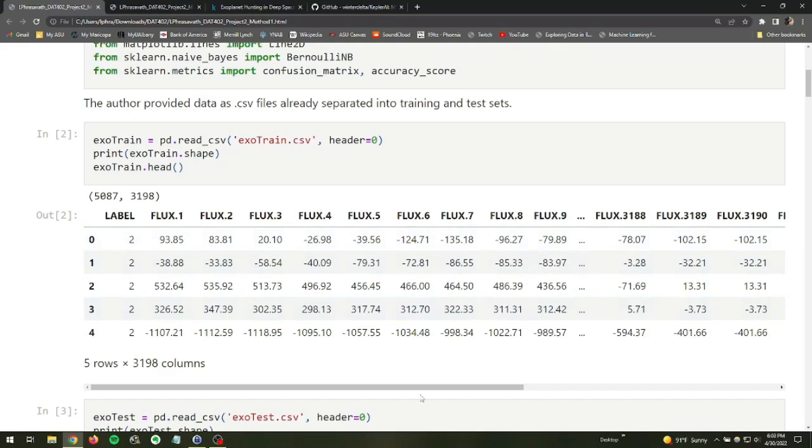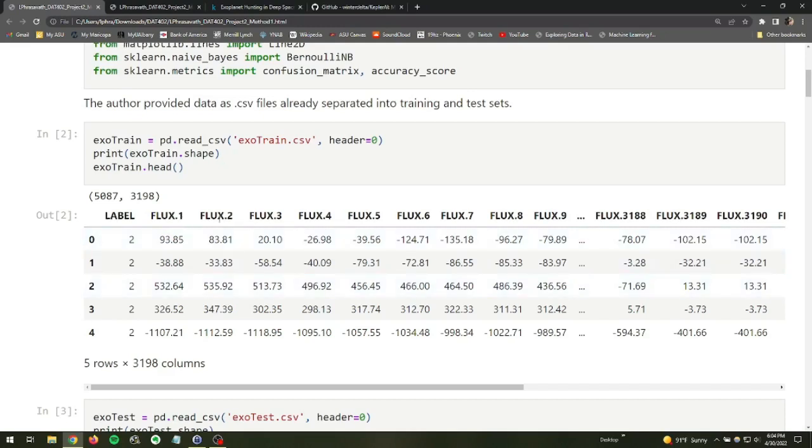So the very first column that's just called label, which is maybe not that helpful, denotes whether or not the star has or does not have an orbiting exoplanet. So it's a binary category with 1 denoting it does not have exoplanets and 2 denotes that it does have at least one exoplanet orbiting it.